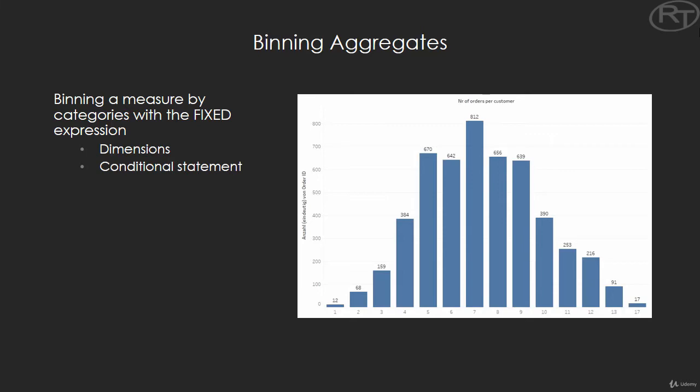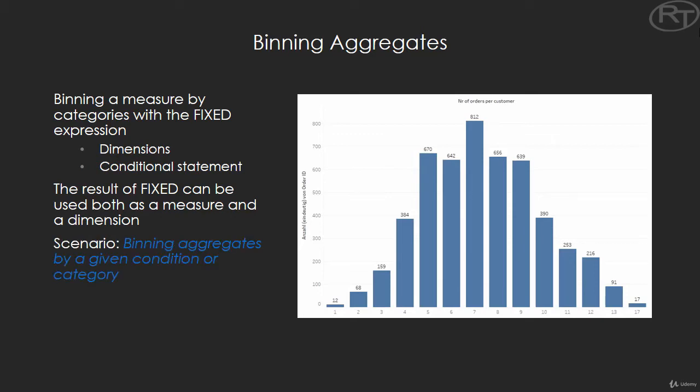What makes the fixed expression ideal for that task is that this one can be used both as a measure and a dimension. After converting the custom calculation to a dimension, it can be used for histogram-like charts alongside with a measure. Basically, the second scenario where you want to consider using an LOD expression is when you want to bin aggregates by a given condition or a category. Using the same principles in a slightly different way allows the user to perform even cohort analysis in Tableau.